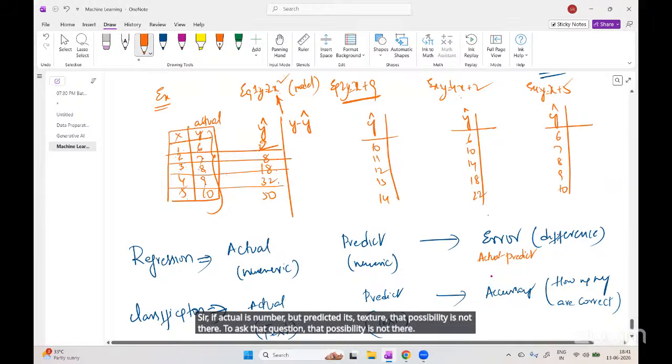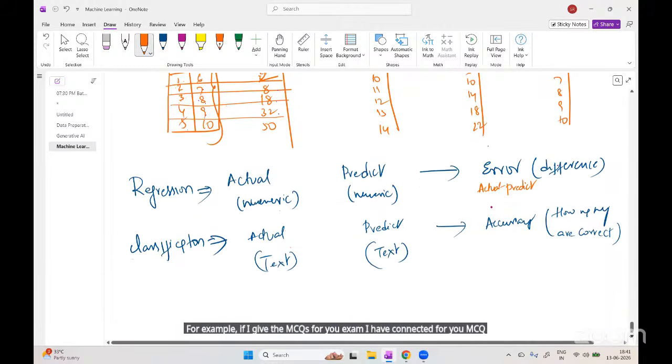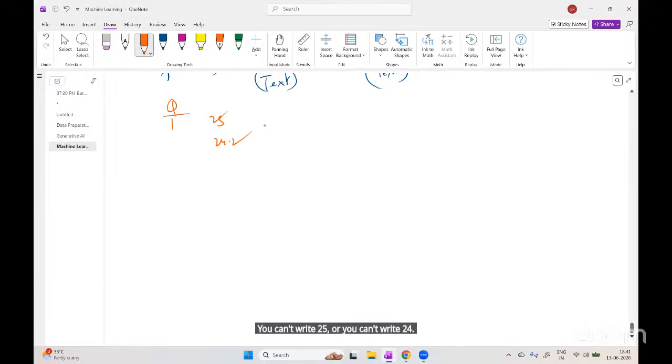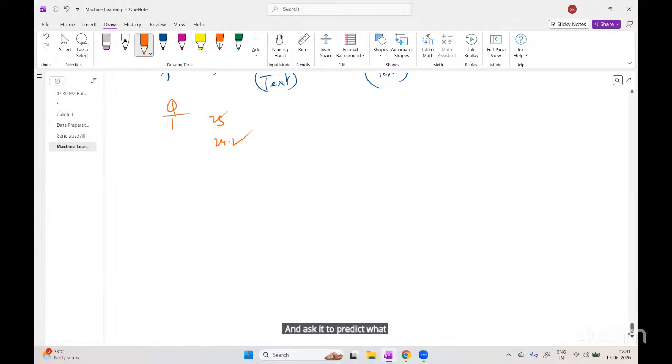For example, if I give you MCQs, an exam I have conducted for you. For the first question, I asked you to write A, B, C or D. You can't write 25 or 24.2. You can't write like that. I asked you to predict the alphabet only. You can't predict a number.